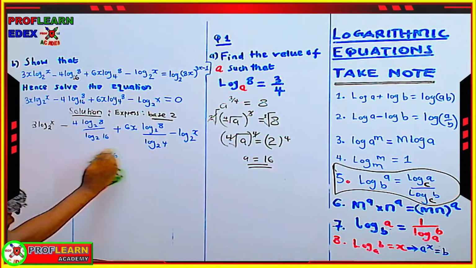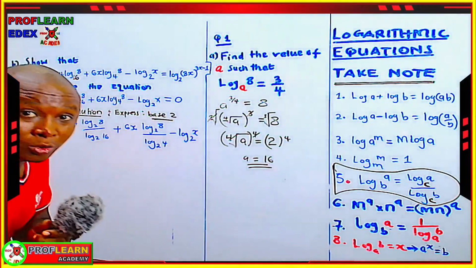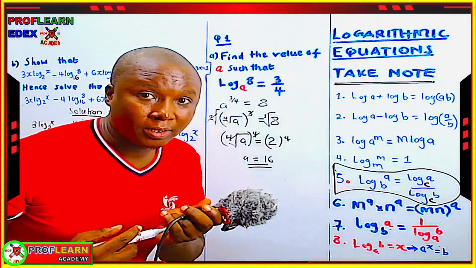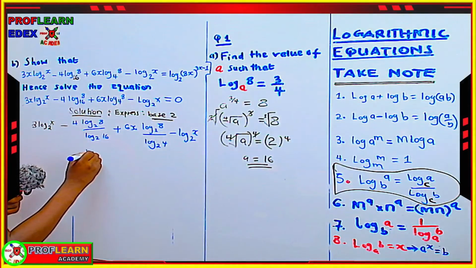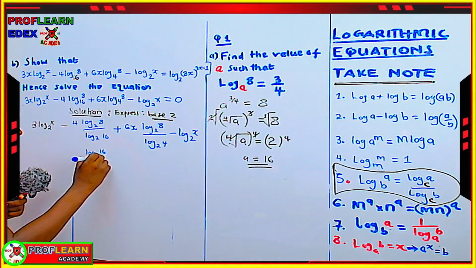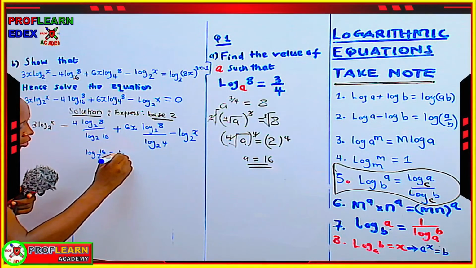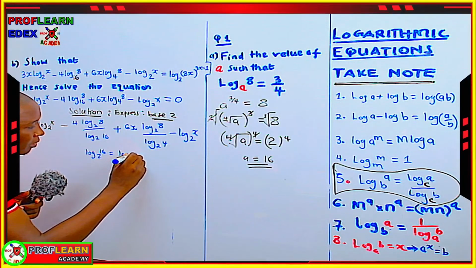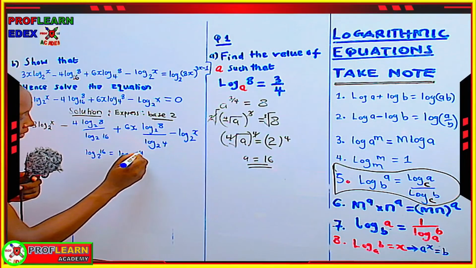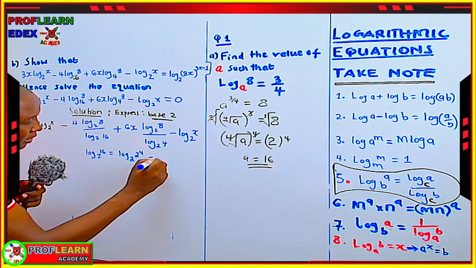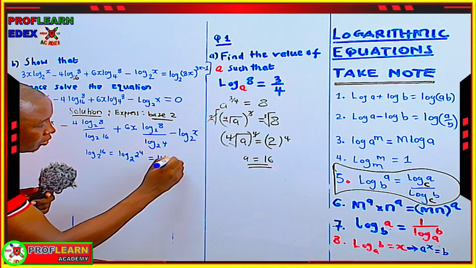And this one that we're having here, log 4 base 2, can be written as log 2 squared base 2. And this power 2 can go in front: 2 log 2 base 2. And log 2 base 2 is equal to 1 because log m base m is 1. Then this is going to translate to 2. So this part that we have here will be 2, and this part that we have here is going to be 4.